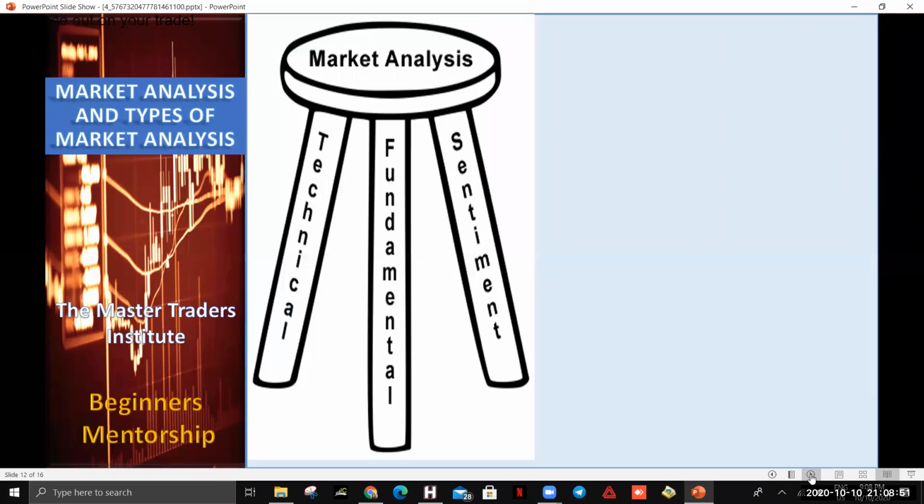Now, this is market analysis. There are 3 things traders look at before they enter the market, the types of market analysis: technical analysis, fundamental analysis, and sentimental analysis. Before we go to technical analysis, about 100 or 200 years ago, the only thing traders traded in the market was fundamentals. And fundamentals are breaking news.